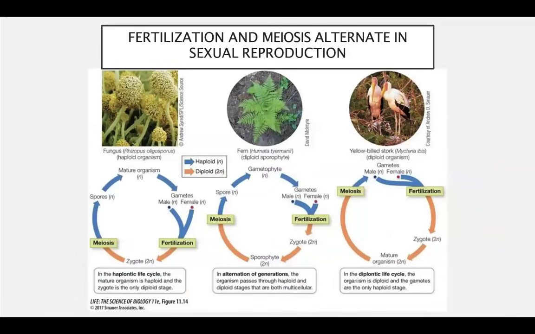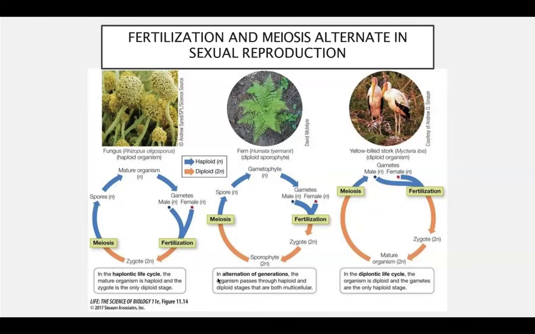Okay. So fertilization and meiosis alternate in sexual reproduction. Crossing over occurs in prometaphase, is where I would say. So certain fungi have a haploid mature organism, and only the zygote is diploid. Interestingly enough, the zygote is diploid, but then the zygote undergoes meiosis, and then your mature organism is haploid.